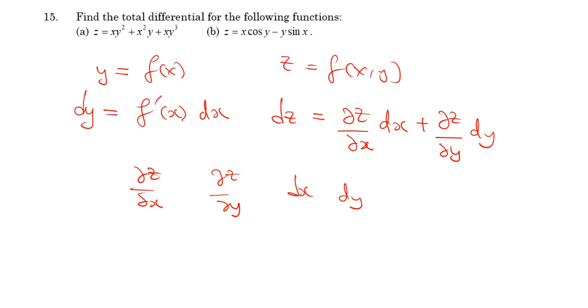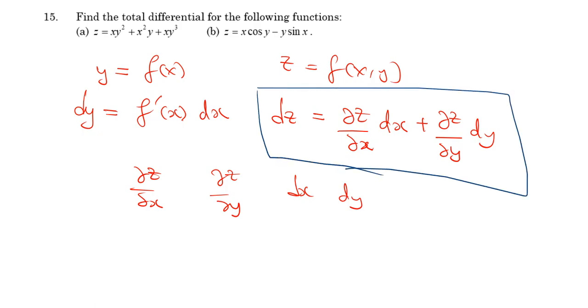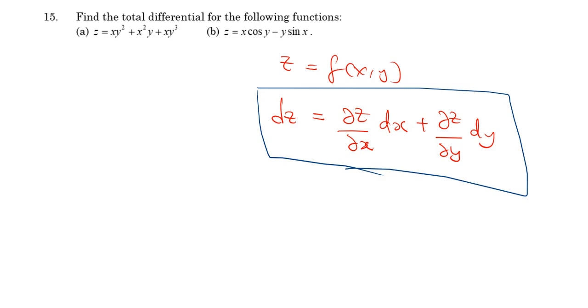But let's apply it. How do we apply this? What is important to note is what we have written here. This is what is going to help us apply the total differential, which is the change we're trying to find in that function, a change in z. So what do we need? We need to find the partial of z with respect to x and the partial of z with respect to y.